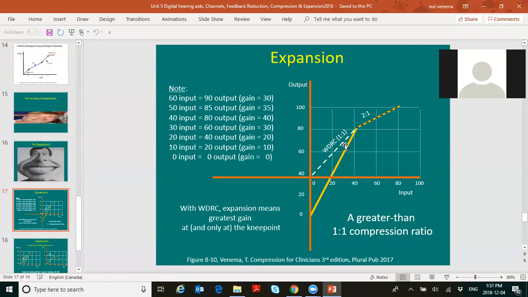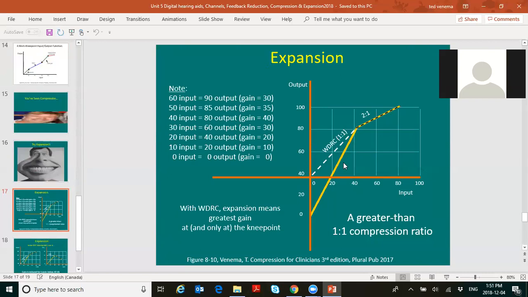WDRC would be linear gain, then a knee point, then you're in compression, right? Low knee point, low ratio of compression. So the gain here at the white dotted line is 40: 20 in, 60 out, 40 in, 80 out. So the gain is consistently 40.